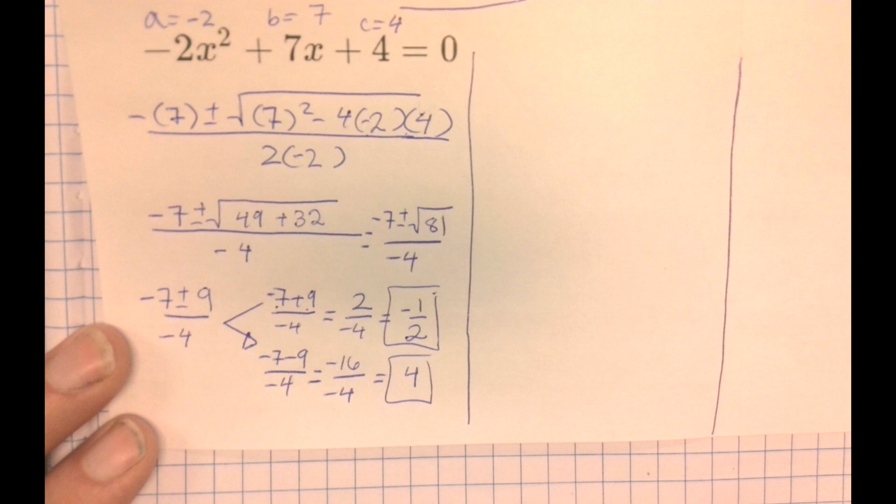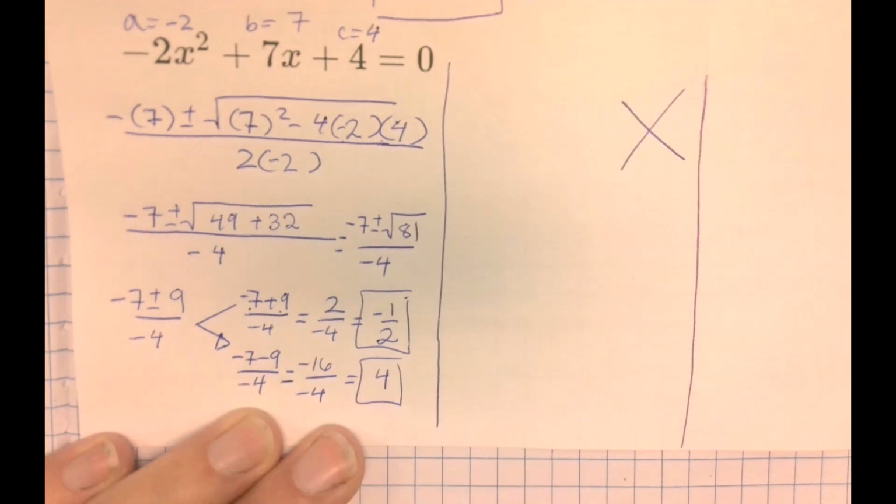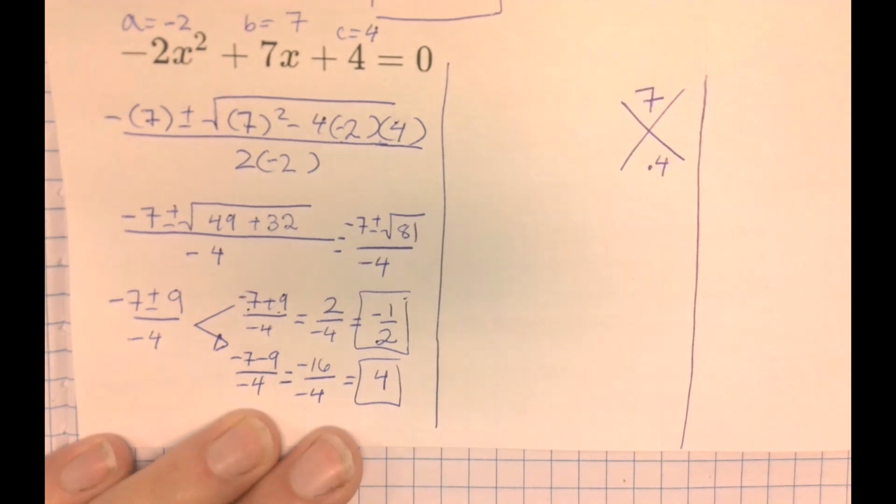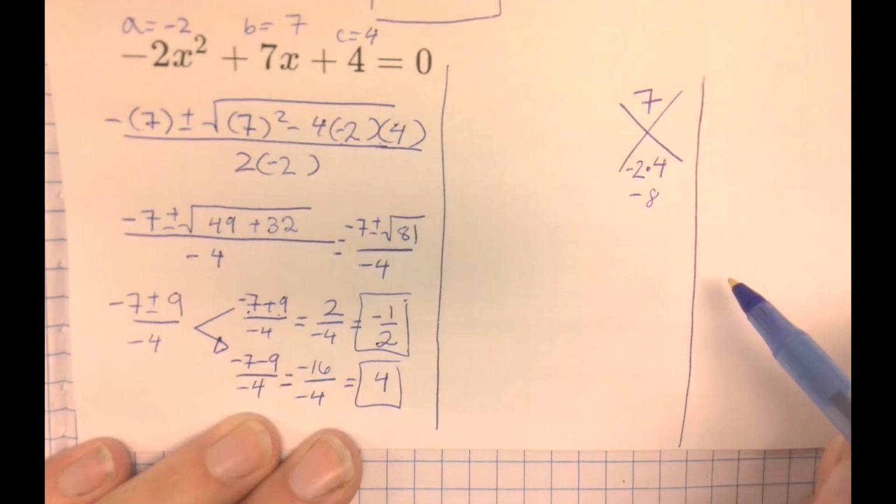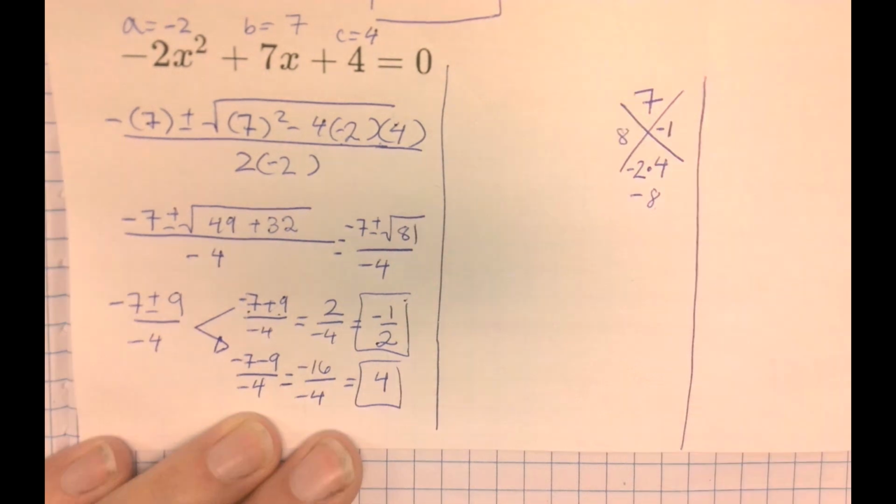Do you guys remember how to use the X method to do this so you don't have to do all this? What number goes in the top? 7 goes in the top. What number goes in the bottom? What number? 4 and negative 2. That makes negative 8. Guys, what's going to multiply? Which one needs to be negative? The 8 or the 1? The 1.